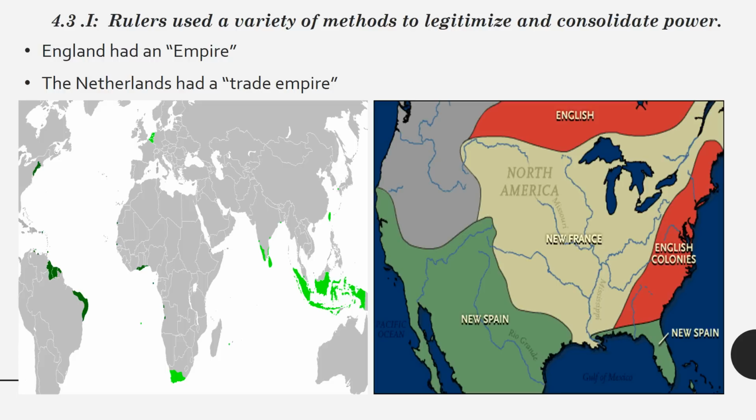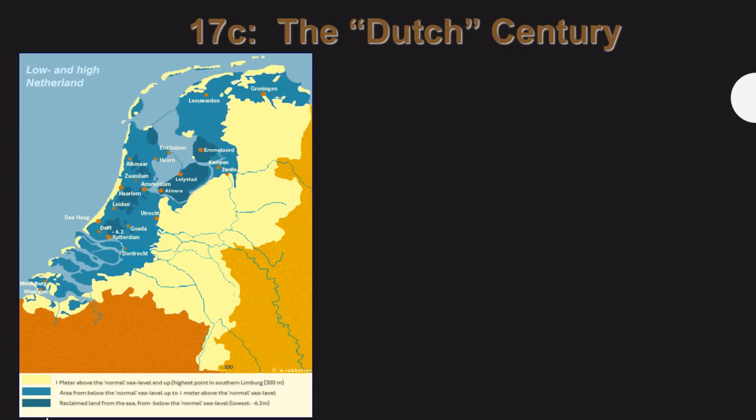The Netherlands, the Dutch there, illustrated in light green in Northern Europe, are going to spread eventually to all those places and form, once again, a maritime-based empire. Both of these are maritime-based empires. So don't get confused between that and land empires like we saw with Russia and the Ottomans. So in the 17th century, we talk about the Dutch century here.